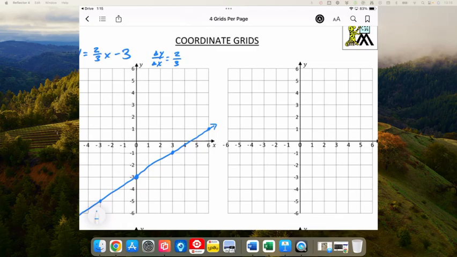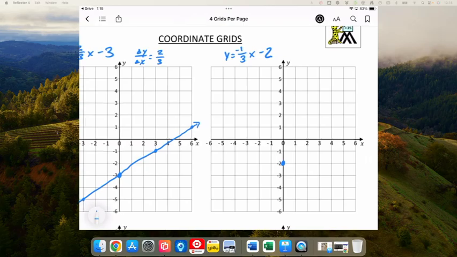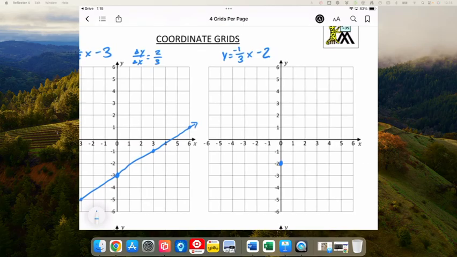Next, we'll do a couple double negatives. So y is equal to -1/3 x minus 2. And so again, that minus sign on the 2, the initial value, stays with that number. So our initial value is going to be -2. And then -1/3 says down 1 and to the right 3. Down 1 and to the right 3.